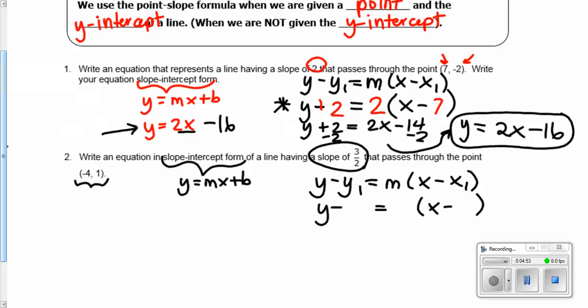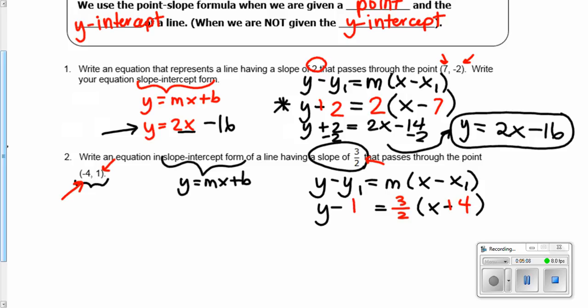So y1, that is the y from my point. So in this case, it is the 1 equals m. Well, that's my slope. That's right here. So 3/2 x minus x1, that's the x from my point, negative 4. Since it's minus, it's plus 4.